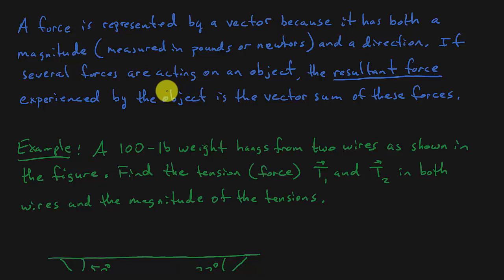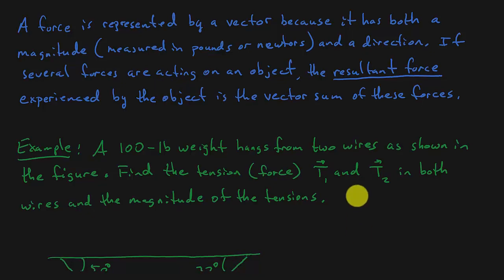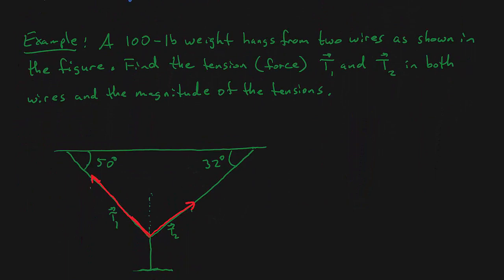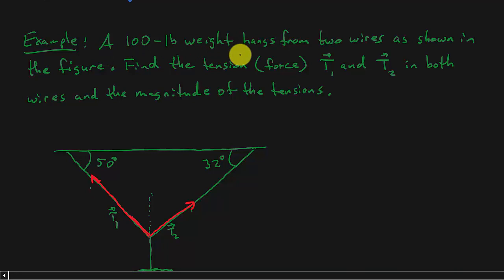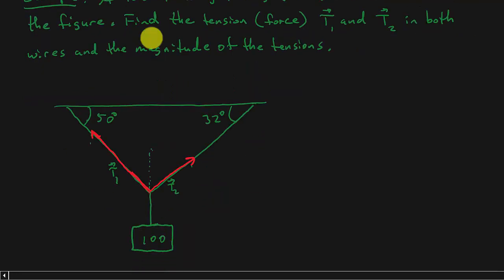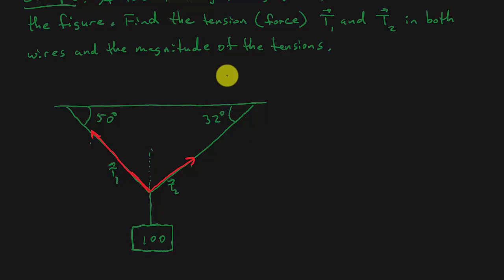So let's keep that in mind while we're working this problem here. Let's take a look at our example. We have a 100-pound weight that hangs from 2 wires as shown in this figure here. Find the tension or force of vector T1 and vector T2 in both wires and the magnitude of the tensions. So how would we go about working this problem?